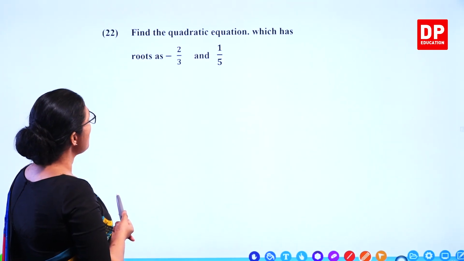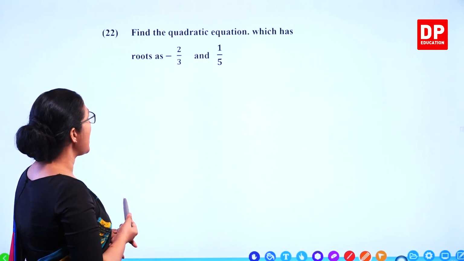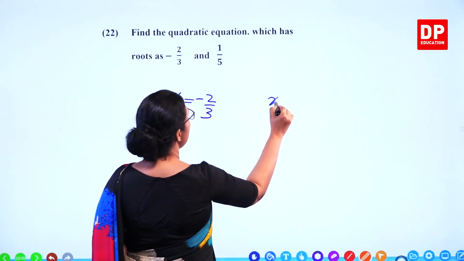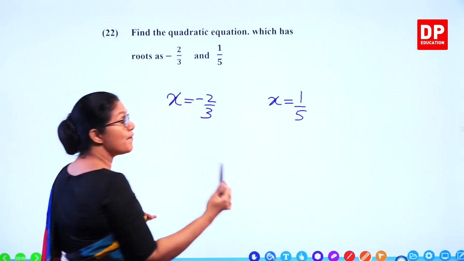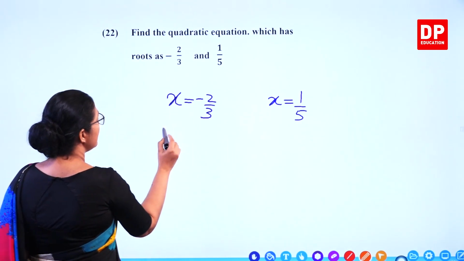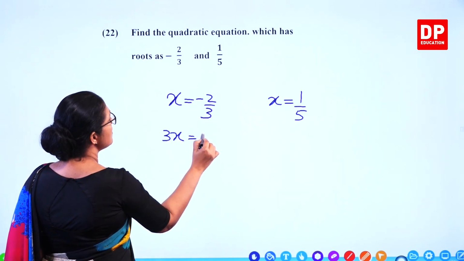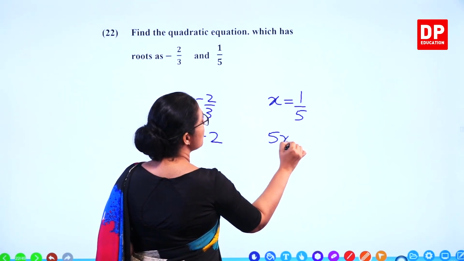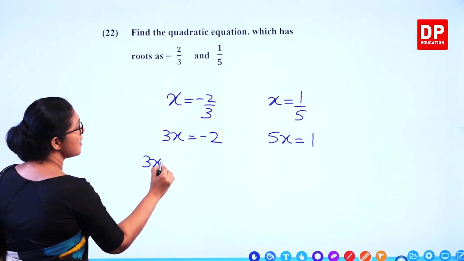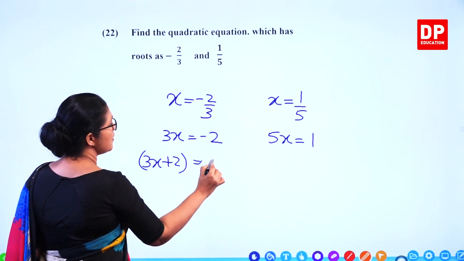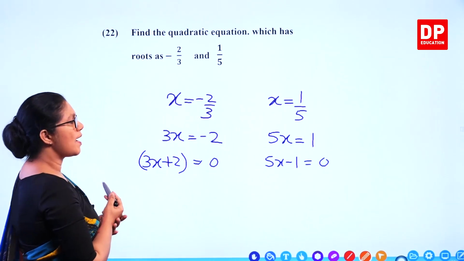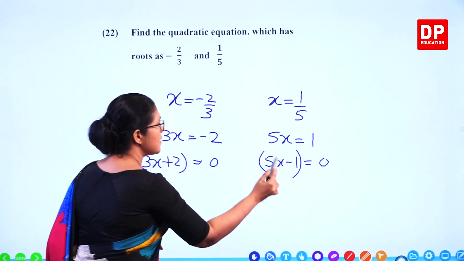Question number 22. Find the quadratic equation which has roots as x equals minus 2/3 and x equals 1 over 5. So you have to do reverse order. If the roots are these, what are the factors? So we'll multiply. This first, 3x equals minus 2. 5x equals 1. Then take it to this side and write down the factor. 3x plus 2 equals 0. 5x minus 1 equals 0. Take it to this side. So these are the two factors equate to 0.